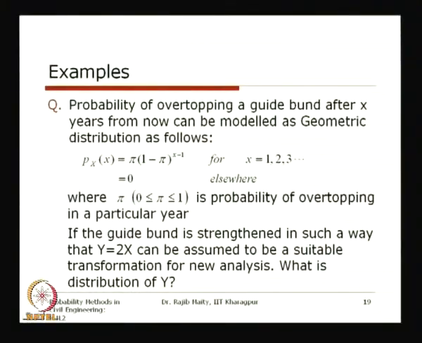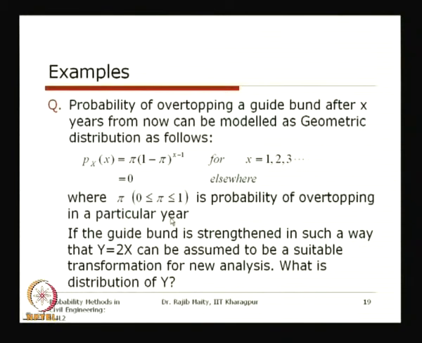Here is the geometric distribution form, that is, Px of x equals pi times (1 minus pi) to the power x minus 1. Here x is a discrete value: 1, 2, 3, whatever year that we will take. And this pi is the probability of success, in the sense that pi is between 0 and 1, the probability of overtopping in a particular year.